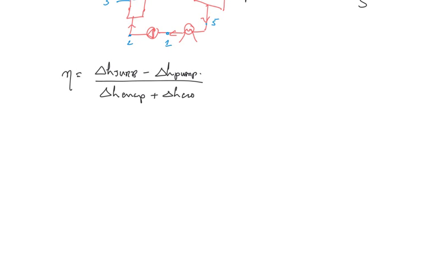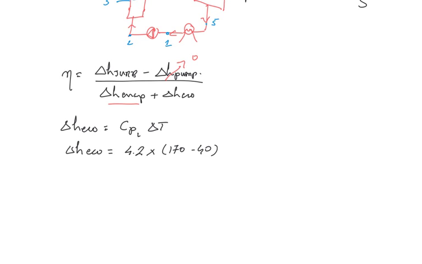Okay, out of these, we know the delta H evaporator, and we can assume that delta H pump is negligible because the pump work is negligible. So we have to calculate the delta H economizer and the delta H turbine. So let's start with the delta H economizer. It's calculated using Cp of liquid water multiplied by delta T. We know the upper and the lower limits in which the cycle is operating, which is 170 and 40. So delta H economizer is equal to 4.2 multiplied by 170 minus 40, which comes out to be 540 kilojoule per kilogram.